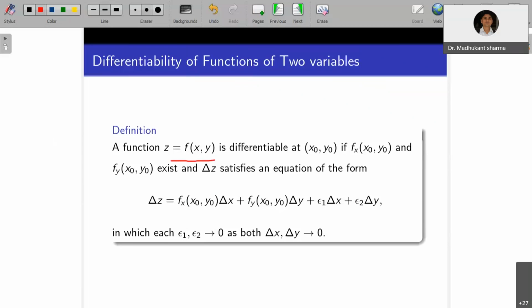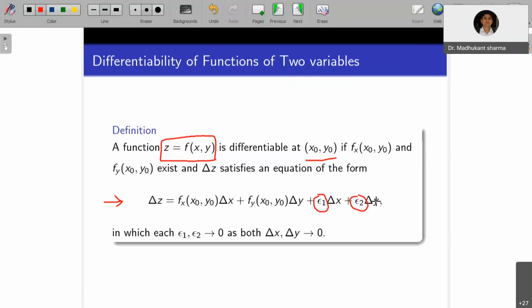A function z is differentiable at a point x naught, y naught. What it says is that the increment in z can be expressed in the following form. On the right side, it is a combination of the first order partial derivatives, the increments in x direction and y direction, and some weights epsilon 1 and epsilon 2, which tend to 0 as both delta x and delta y tend to 0.